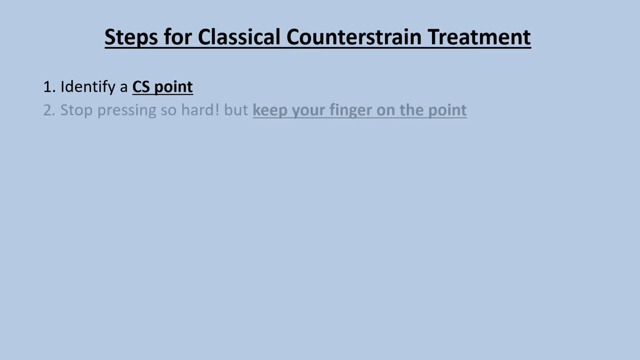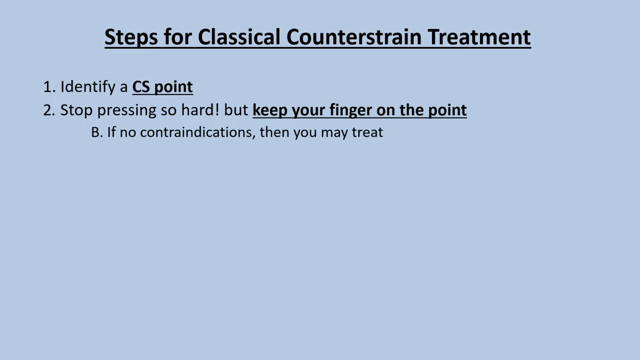The steps for classical counterstrain treatment are: first, identify a counterstrain point. It should be tender to palpation at the point, but not so much in the surrounding tissues, should have the characteristic sinkhole feel, and should not refer pain elsewhere. Then stop pressing so hard, but keep your finger on the point so you can monitor the tissue texture abnormality. As with any procedure, make sure there are no contraindications.